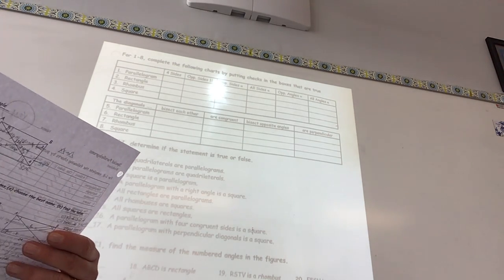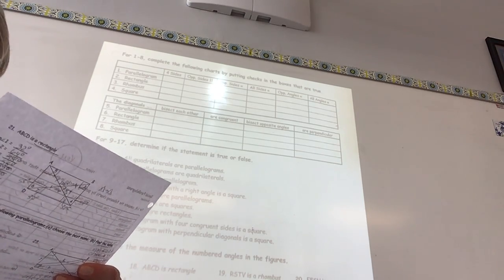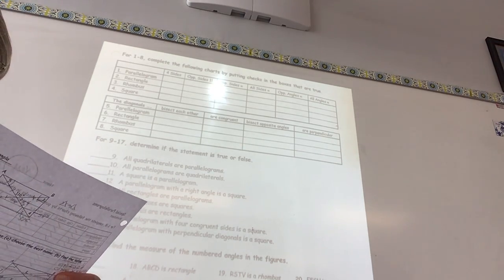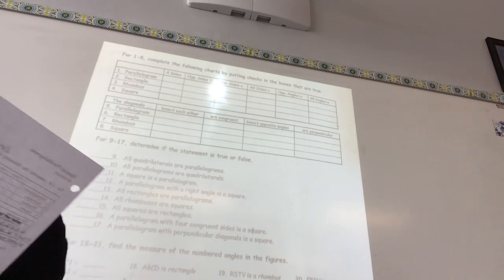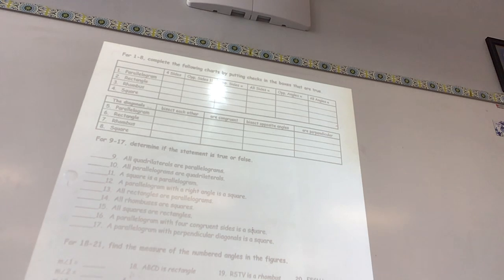So the diagonals bisect each other should be all four. Excellent. The diagonals are congruent only to square and rectangle. Rectangle and square. It's a characteristic under rectangle. Who has the diagonals come and bisect the opposite angles? Rhombus does, so a square does.